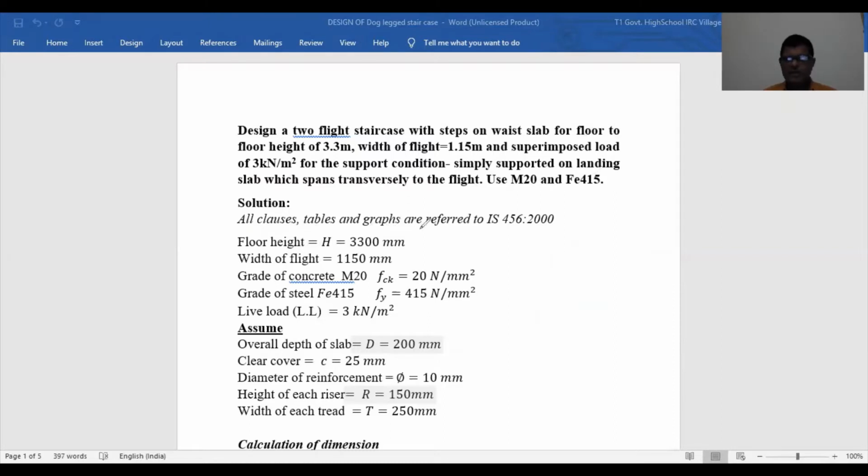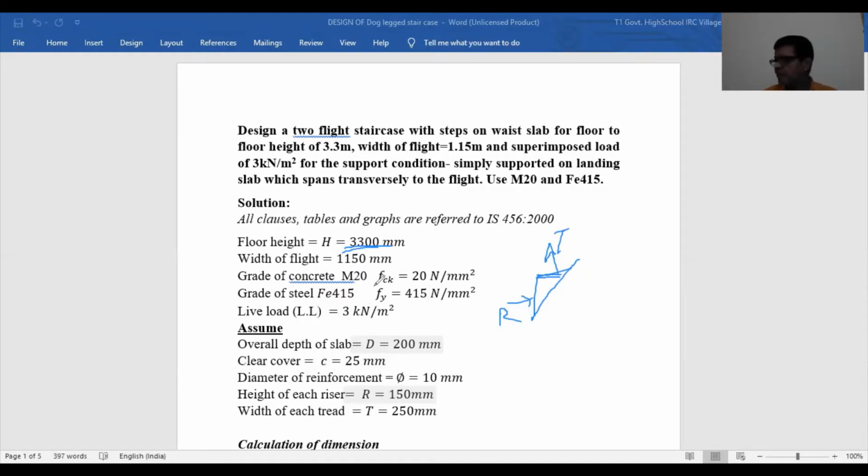Now all the clauses, tables and graphs are as per IS 456:2000, and the height is given as 3300. So you have to find the number of steps, what the rise is, and what the tread is. If you take the slab, this is called the tread, and this is called the rise. Generally the rise is taken as 150 to 200 millimeter, and the tread is taken as 250 millimeter, 300 millimeter, like that.